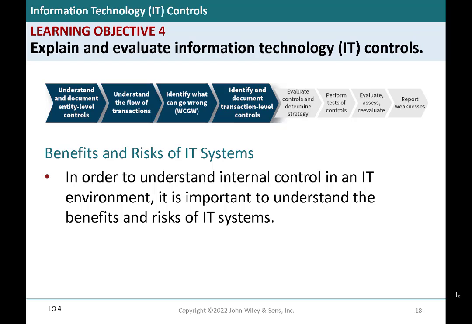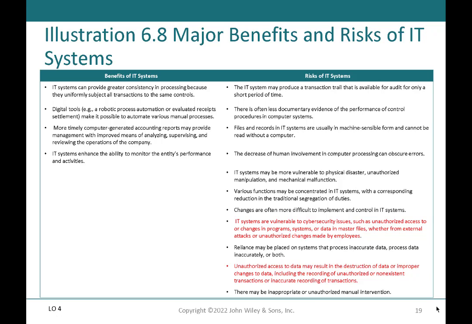As we've seen with this prior example of transaction level controls involving the sales function, auditors rely on the output of a company's IT system when they're trying to gain an understanding of these different controls. So it's really important for us as auditors to understand internal control in an IT environment and to focus on the different benefits and risks associated with IT systems. So we can see here the different benefits and risks. These are some of the more prominent benefits and risks that we'll run across when dealing with companies' IT systems.